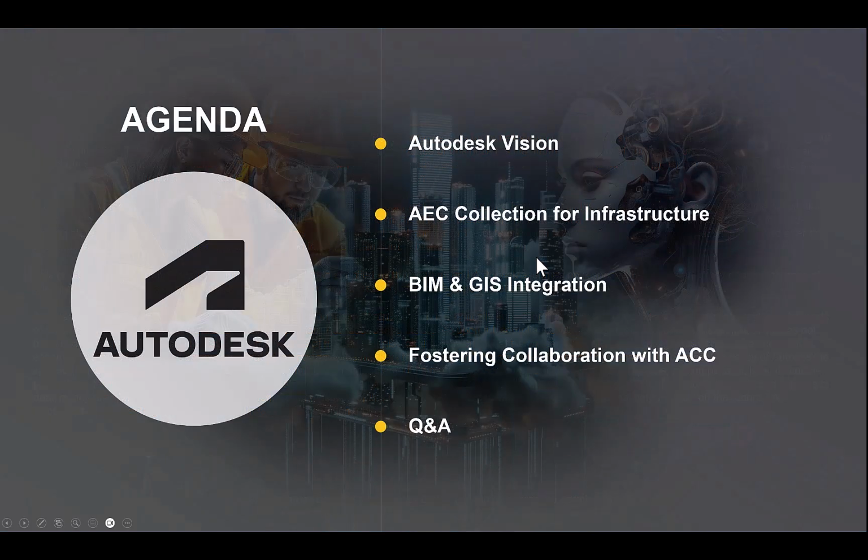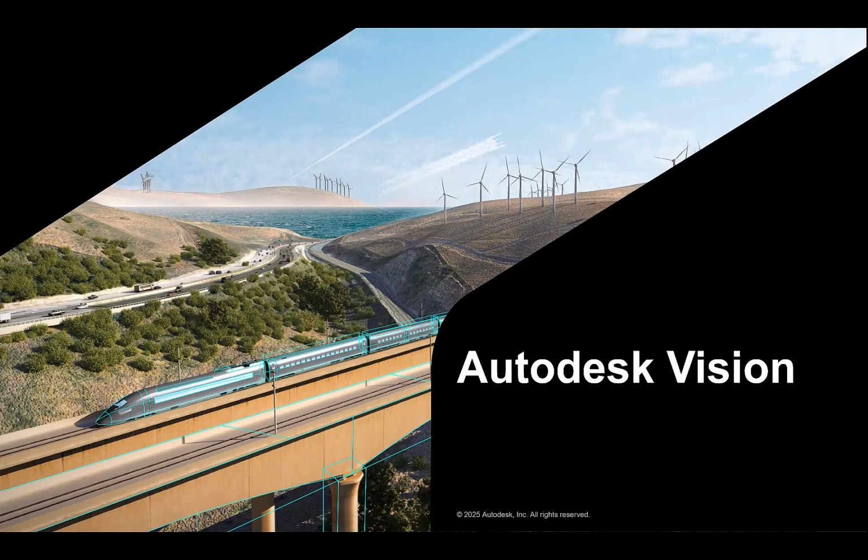Here's an overview of our agenda for today. We will start talking a little bit about the context, our journey, and what Autodesk vision is. Then we will move into the three major sections. First, AEC Collection for Infrastructure, next, BIM and GIS integrations, and finally, how we are fostering collaboration through ACC. We will end with the question and answer section, and I encourage you to note any questions as we progress, and we will address them at the end.